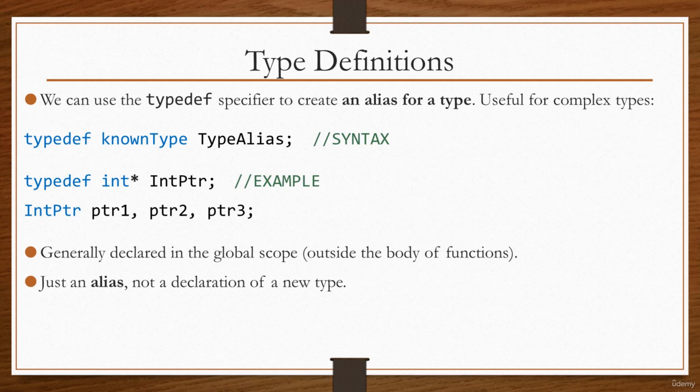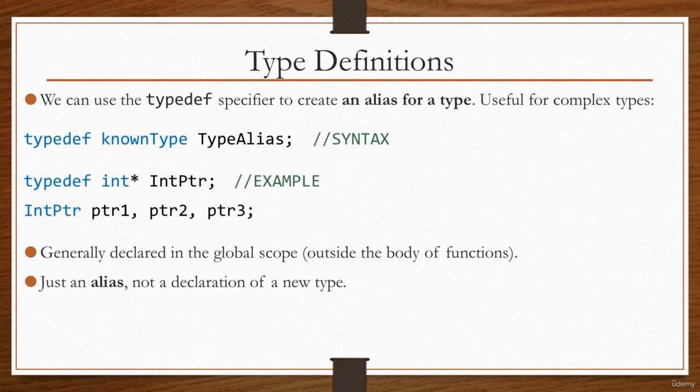Type definitions are generally declared in the global scope, so outside the body of functions, outside of main and outside of your other functions, but they can also be inside of function definitions or the bodies of functions as well. You'll also notice that I start the alias name with an uppercase. I continue with camel case, but these start in uppercase, similar to what you would do with a struct.